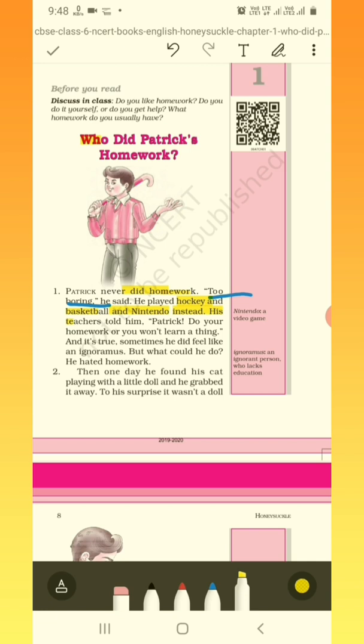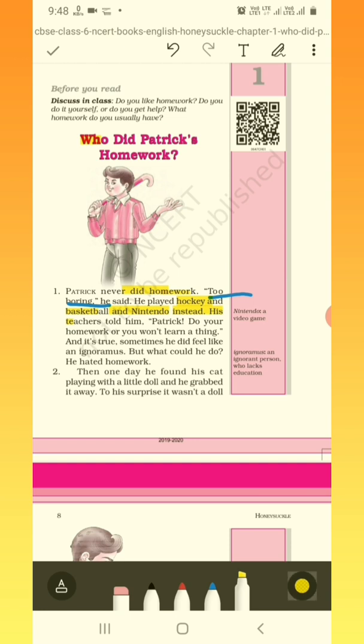His teachers would rebuke him, scold him, saying, Patrick, do your homework or you won't learn a thing. And it came true because sometimes he felt like an ignoramus, an ignorant person, one who had no considerable knowledge of certain things. But what could he do? He hated homework. So one day, what happened?